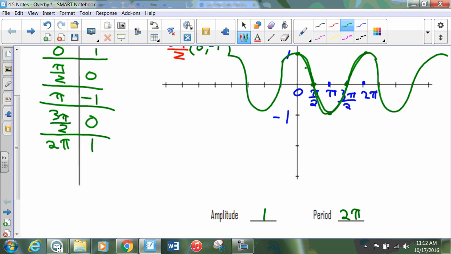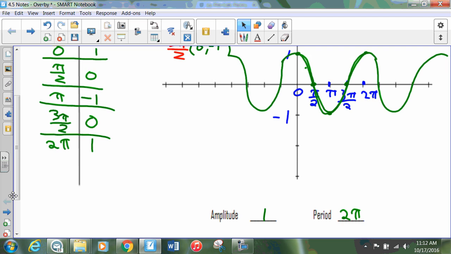All right, so let's stop for a moment and, yes? Will there ever be 2 amplitudes? No. When you define the amplitude, when you look for the center of the graph, it's going to split it into 2 equal parts.